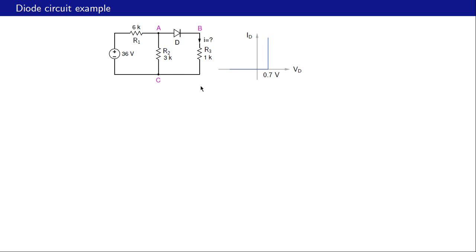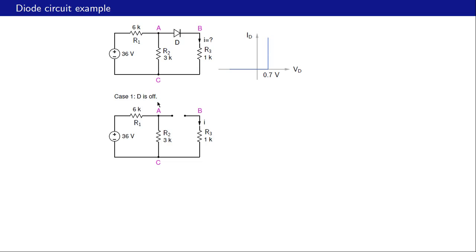Where do we begin? We first need to know whether we are on this part of the IV curve for the diode or on this part of the IV curve. That means we want to know whether the diode is conducting or not conducting. So what we will do is we will start with the assumption that the diode is off, that is, it is not conducting, and then let us see what happens. Alright, when the diode is not conducting, the diode current is 0, and therefore the diode is replaced with an open circuit.